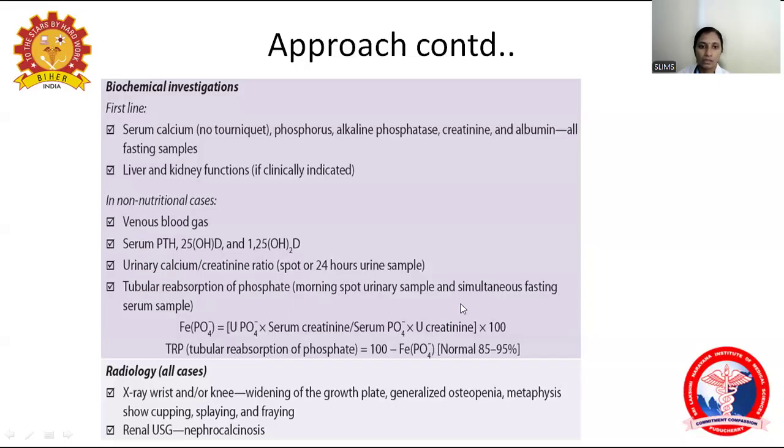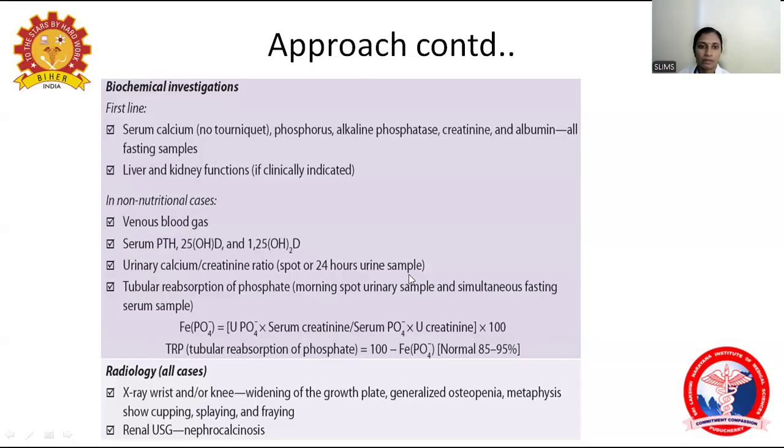How do you take the tubular reabsorption of phosphate? In the morning fasting time you should take a serum phosphate sample and a urine phosphate sample. The excretion of phosphate is calculated by urine phosphate into serum creatinine, divided by serum phosphate into urine creatinine. These samples are taken. Into 100, you get the excretion of phosphate. So to find out the reabsorption of phosphate, it is 100 minus the excretion. Normally it is around 85 to 95%.